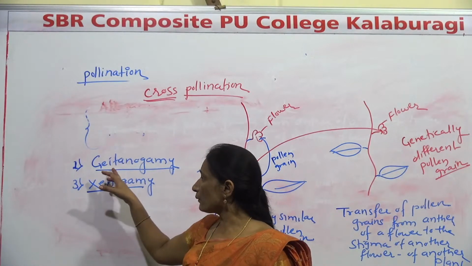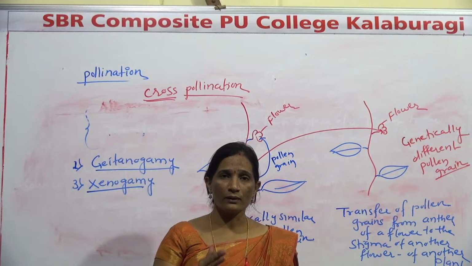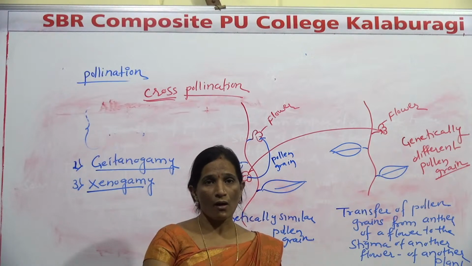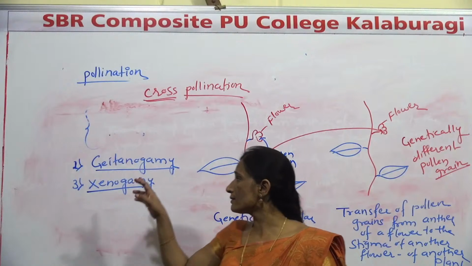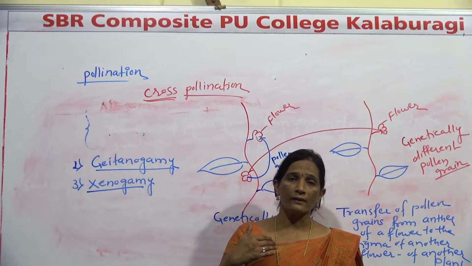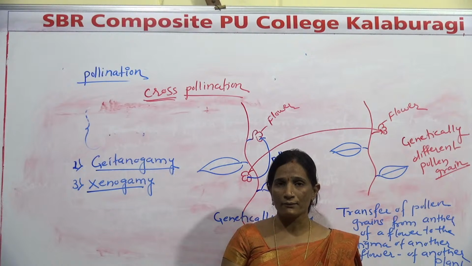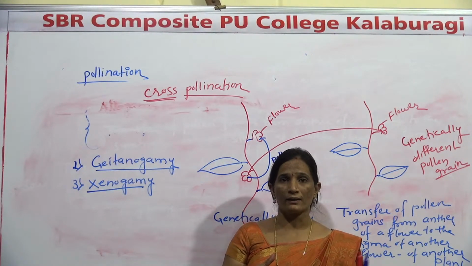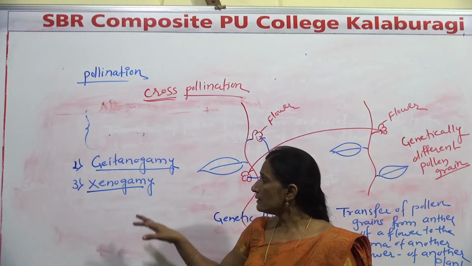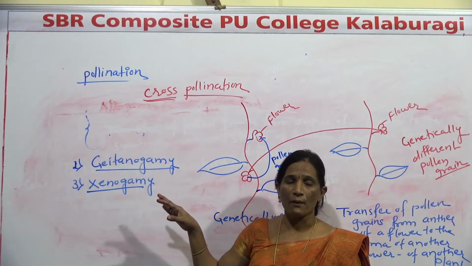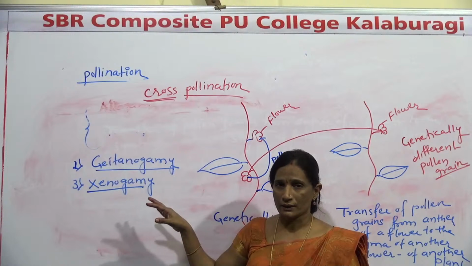Coming to geitonogamy, the transfer of pollen grains from the anther of a flower to the stigma of another flower of the same plant is called geitonogamy. And moving to xenogamy, the transfer of pollen grains from the anther of a flower to the stigma of another flower of another plant is called xenogamy. So this is the brief introduction to pollination.